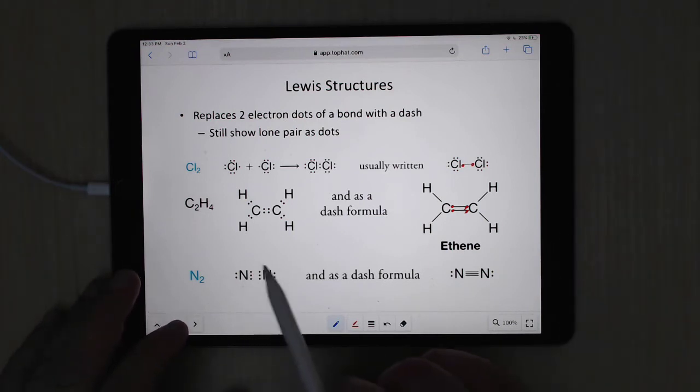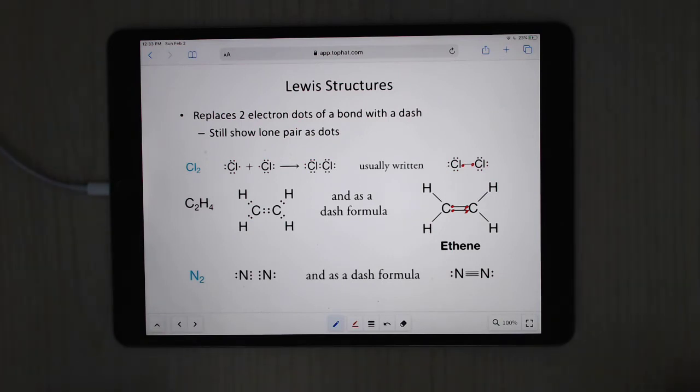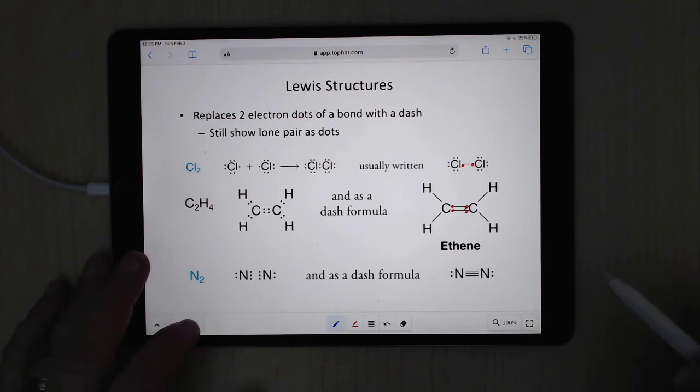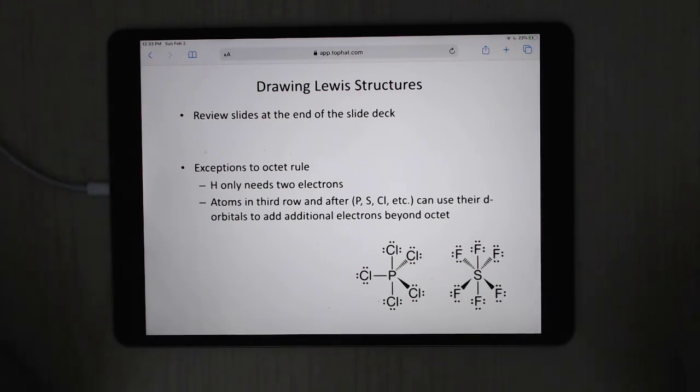And so instead of having drawn it like this, you can just put the 3 lines. Now, the lone pairs we still show, because we don't know what else to do with them. So for those you can still put dots, but for bonds, you can just deal with lines and know that it's 2 electrons. Now, I'm not going to go over reviewing Lewis structures. The Top Hat book does go through it. You can always go back to a general chemistry textbook, but we're not going to go through it here.